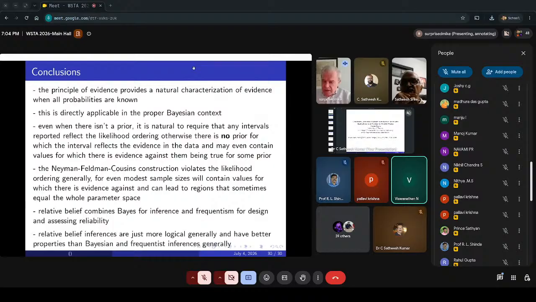Yes. First of all, you could estimate the nuisance parameters, of course, using relative belief. You could do that. I don't think I would advocate doing that, but one could do that.